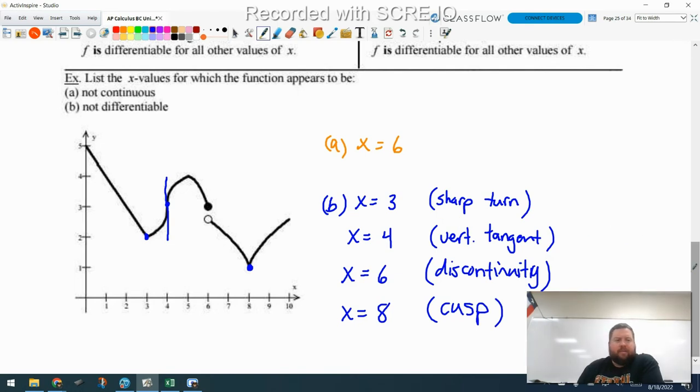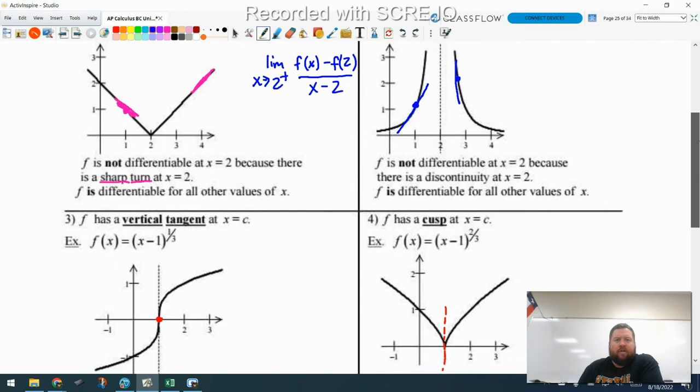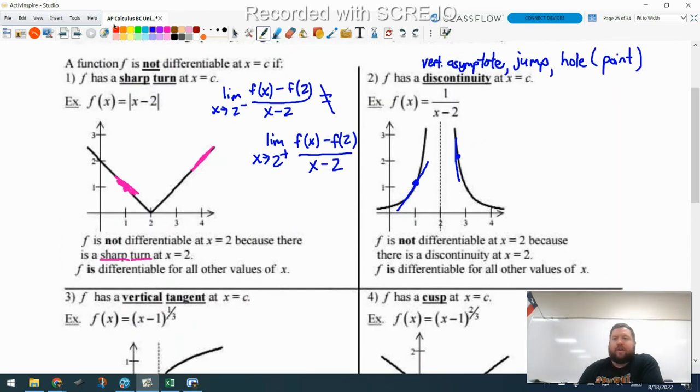All right, so I'm going to scroll back up and we're going to talk about one more thing here that has to do with our discontinuity. So what we have said is that if f is not continuous, then f is not differentiable.